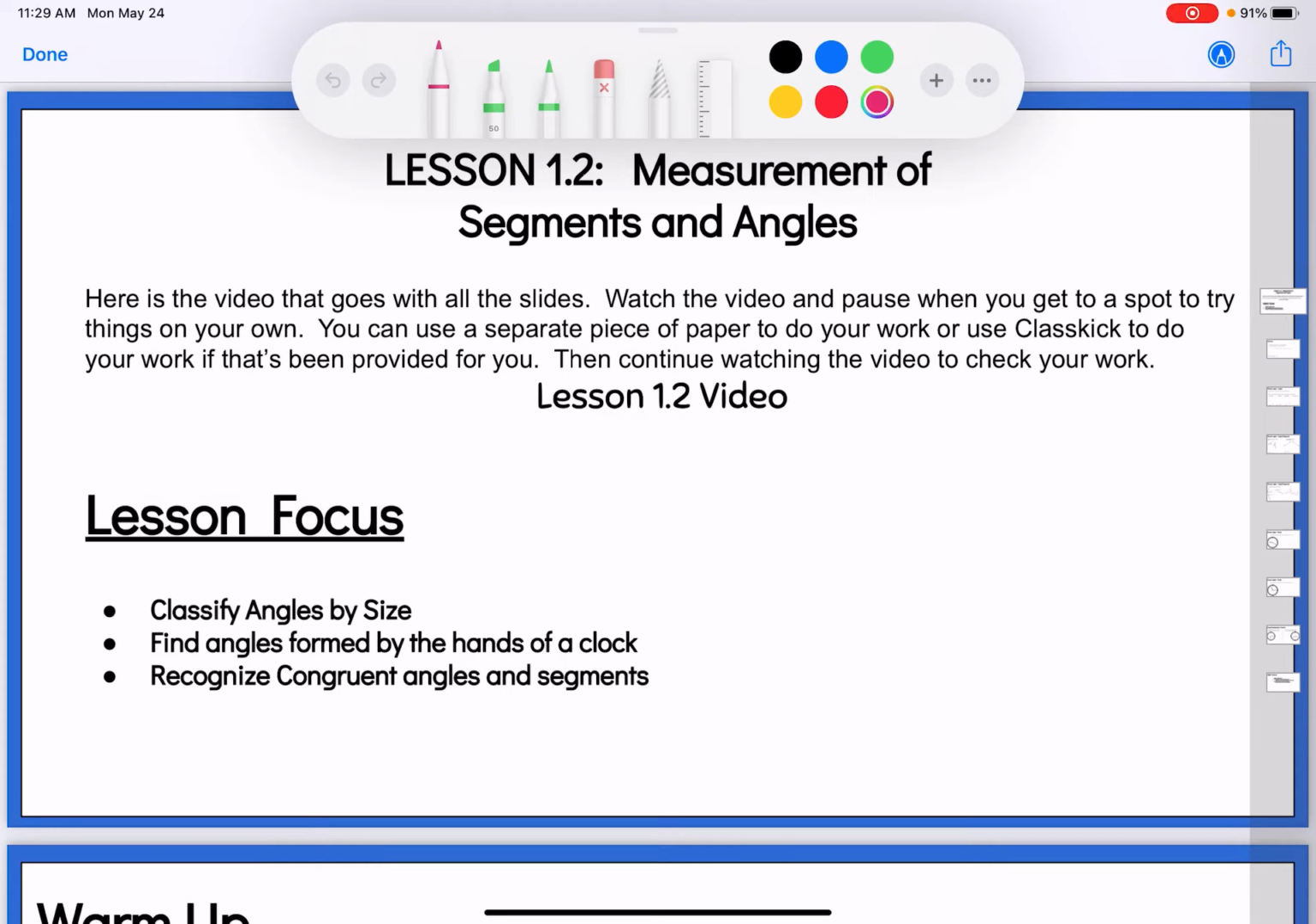All right, our second lesson for chapter 1, we're going to talk about measurements of segments and angles. We're going to get some new vocabulary, and we're going to do some review of some vocabulary that we've done before. We're going to really talk about these things called congruency. So when we have congruent segments and angles and what that means, we're going to talk about the different types of angles by their size, and then we're going to start using those angles by finding some angles in a clock problem, which is one of our favorites. You're going to love them, I promise. So that's what 1.2 is all about.